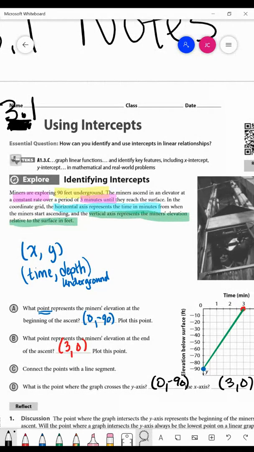So we're talking about a real world situation. Miners are exploring 90 feet underground. The miners ascend in an elevator at a constant rate over a period of 3 minutes until they reach the surface. The horizontal axis of the coordinate grid represents the time in minutes from when the miners started to ascend to when they reach the surface, and y is the distance from the surface. So x and y are the time and the depth underground.